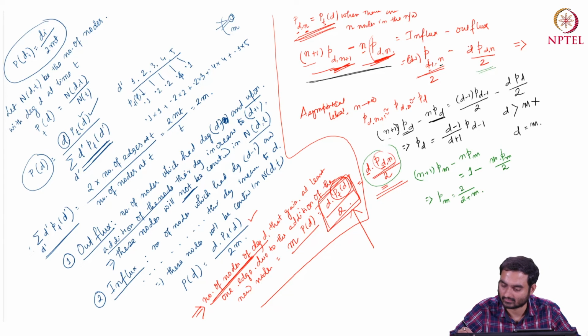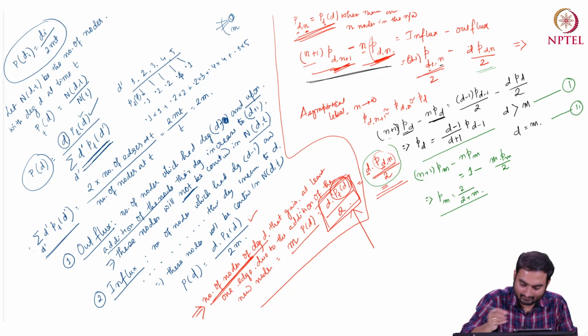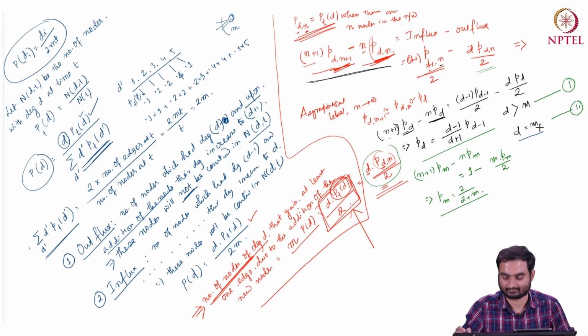Now we have two equations, when d is greater than m and when d equals m. When d is greater than m, you have this pd, and when d equals m, you have this one. Now we need to solve this equation. You see this is a recursive equation. Pd is dependent on d minus 1, d minus 1 will depend on d minus 2 and so on. So let us unfold it now, and we stop when d equals m, because at d equals m we have a non-recursive value.